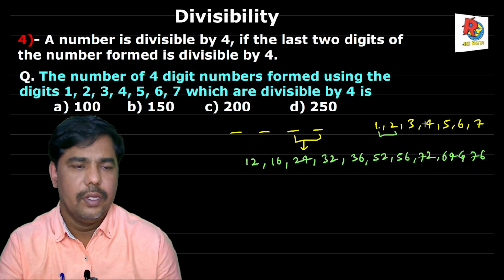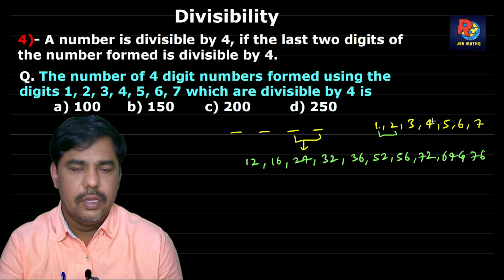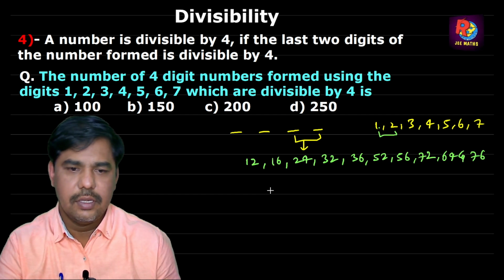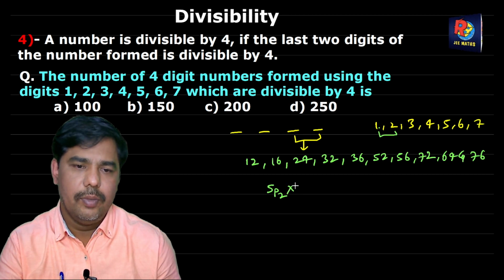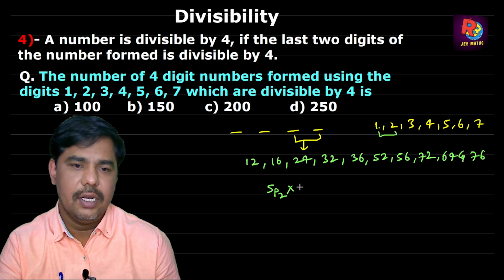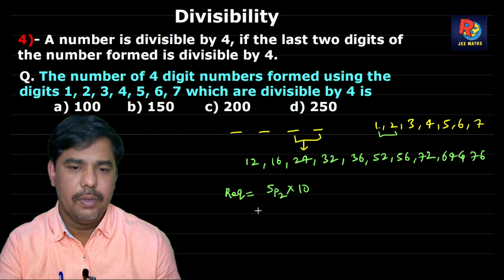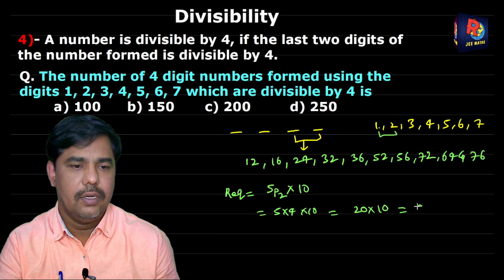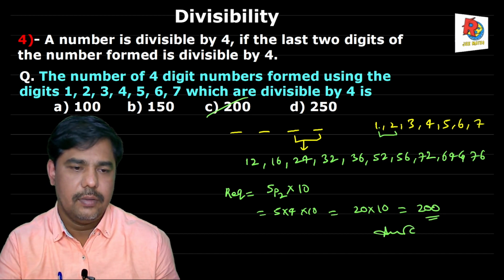So if I take any two numbers, for example, 1 and 2, the remaining digits, 5 of them, will be filled in the 2 blanks. So 5P2 ways I can fill. And how many possibilities are there for the last two digits? 10 possibilities. So the required answer is 10 into 5P2. 5P2 means 5 into 4, which is 20, and 20 into 10 gives 200 as the answer. Option C is the correct answer.